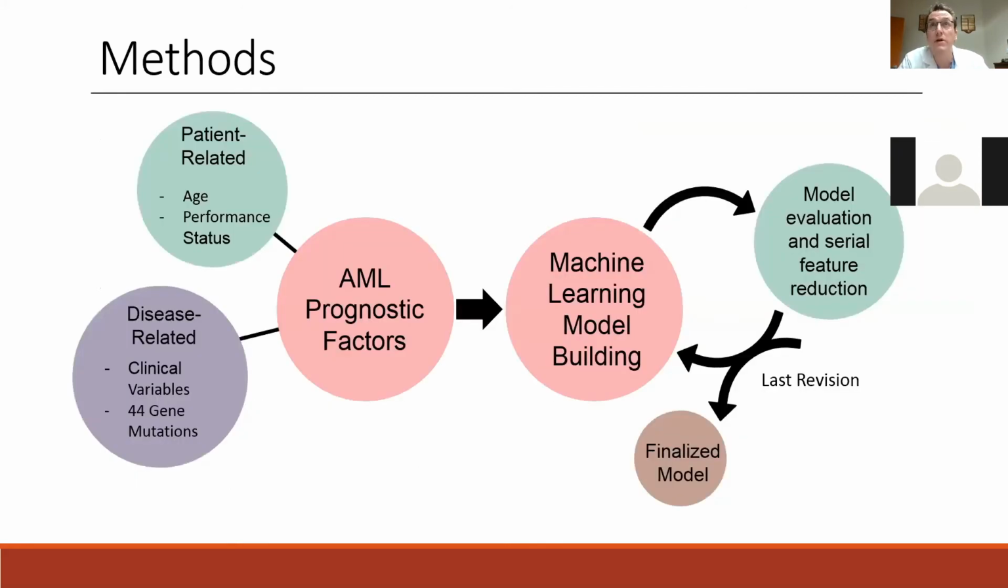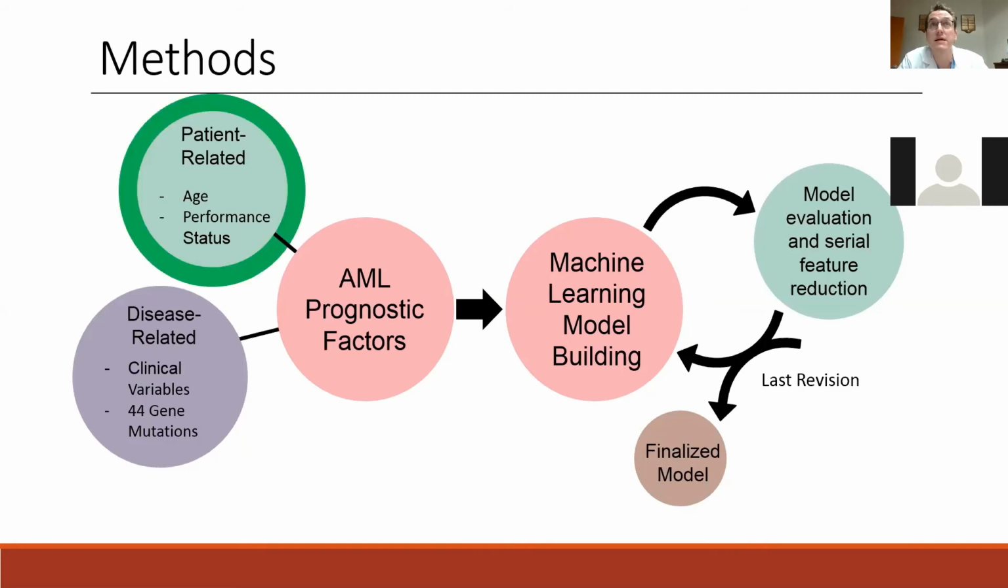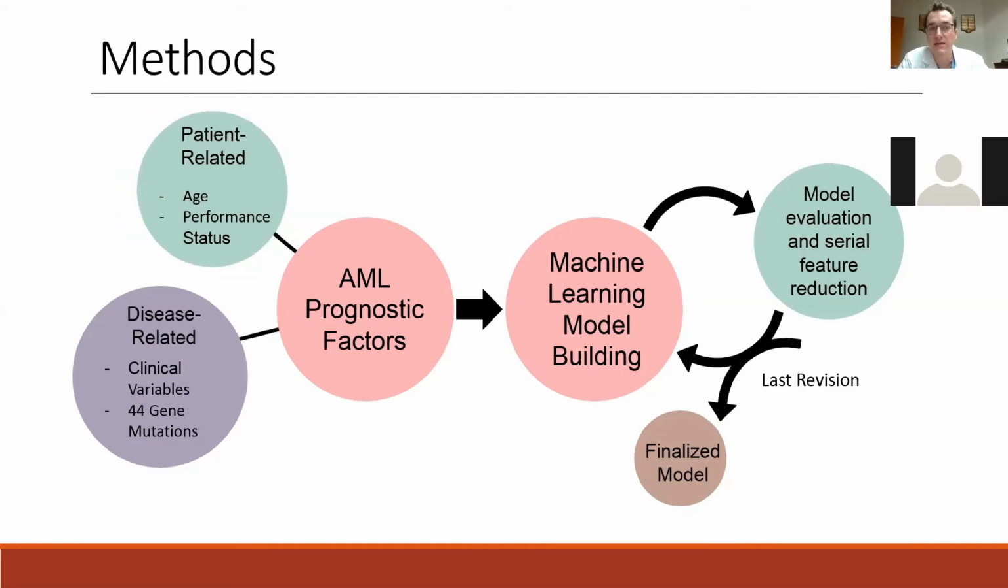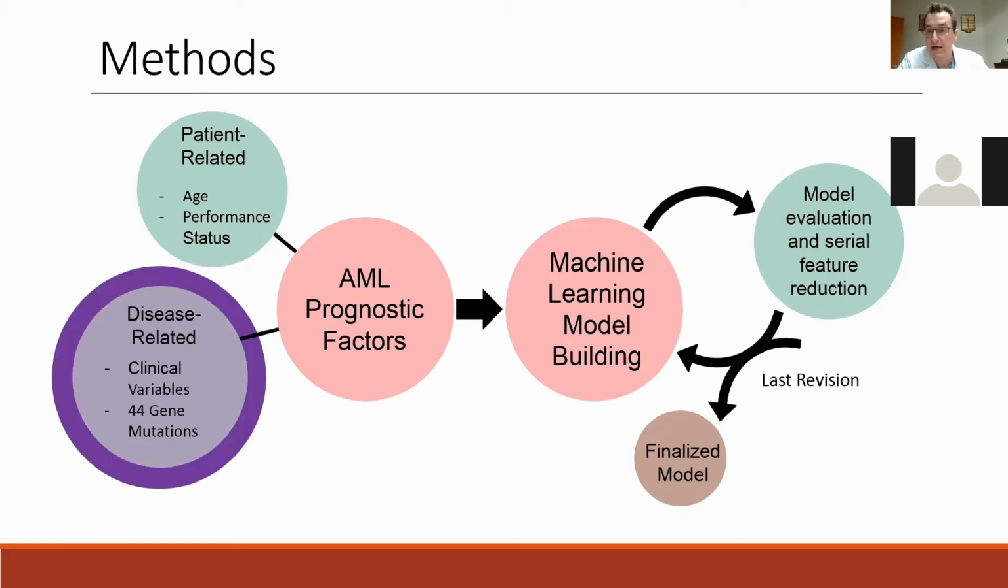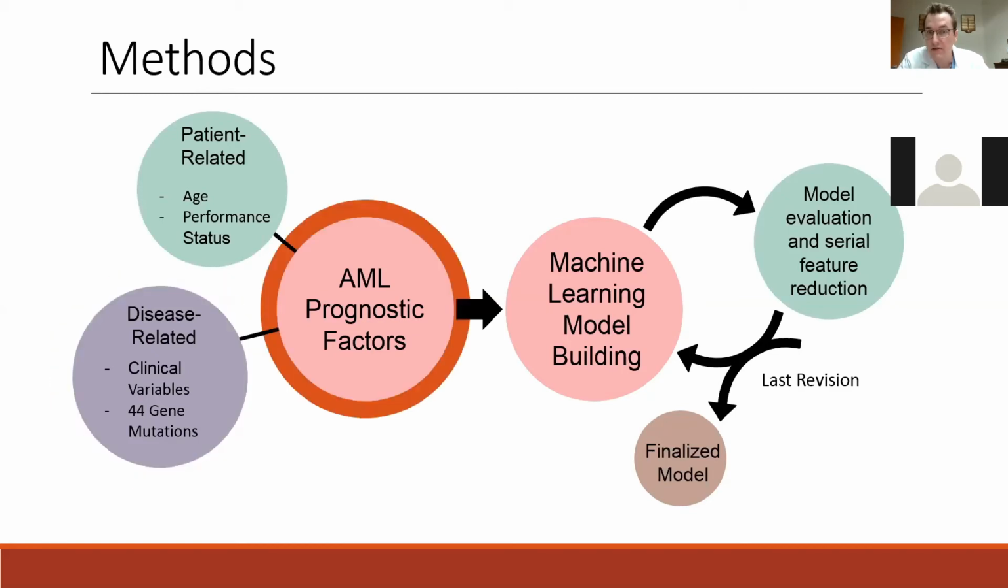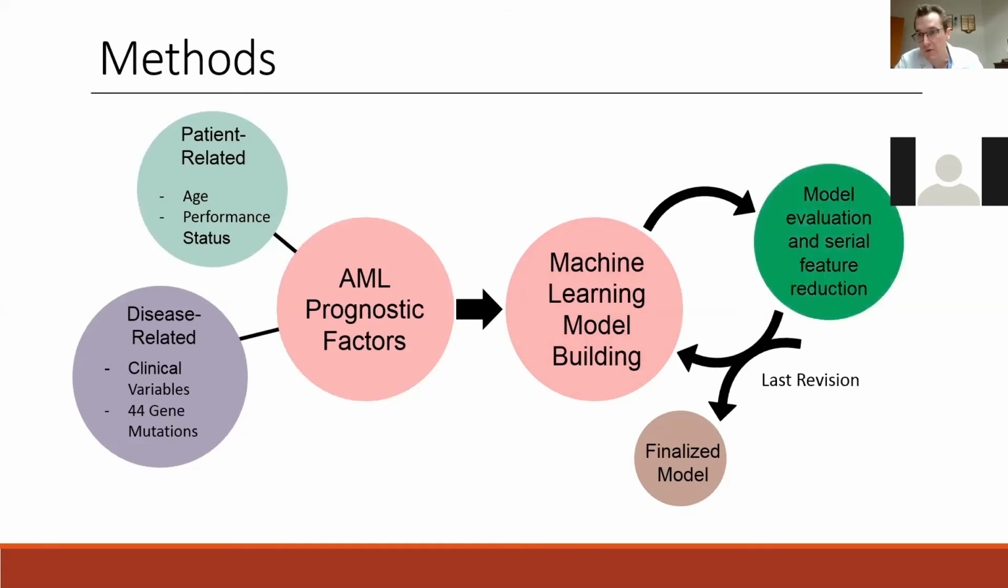All right, a really quick understanding of how we did this. You take all of the patient-related features like age and performance status. You take the disease-related features like the cytogenetics. Together, this makes all of the AML prognostic features. You feed them into the AI model, and you test and create. Then you keep going back and forth between building a model, evaluating it, and reducing the features, over and over again until you get your final model that has fewer features, and ours had 19.